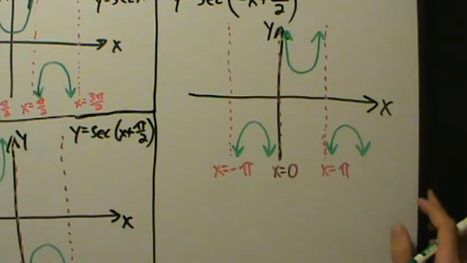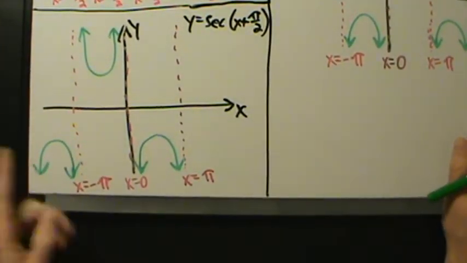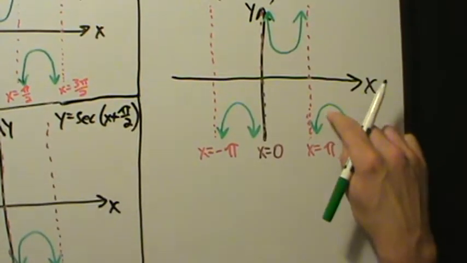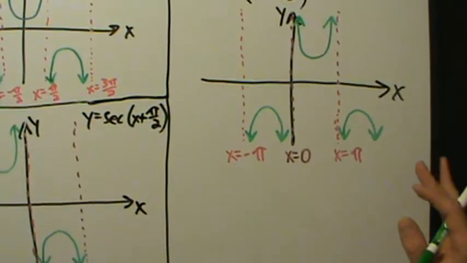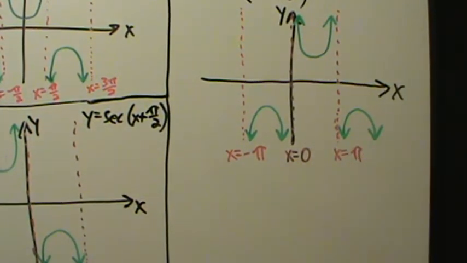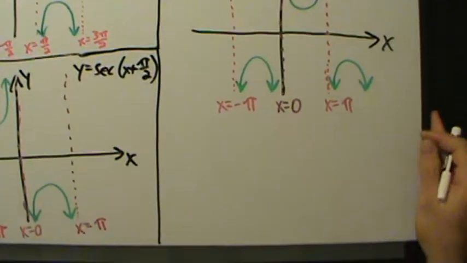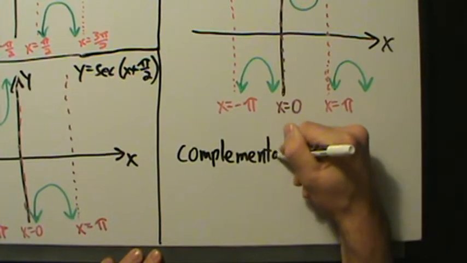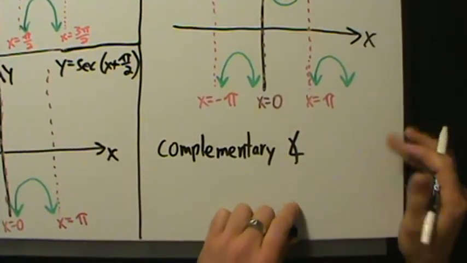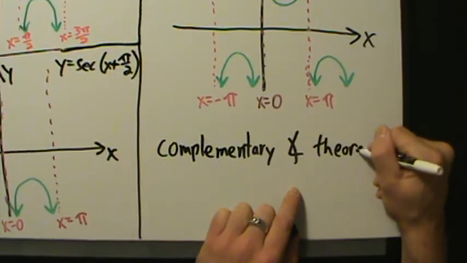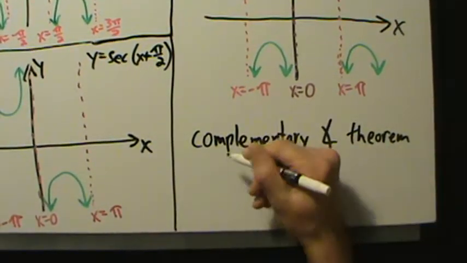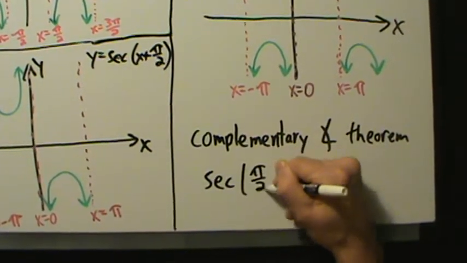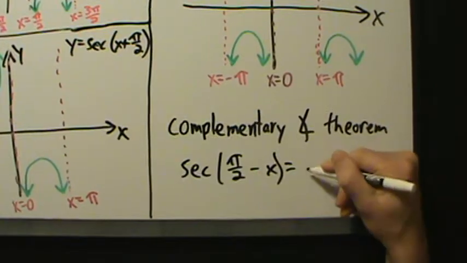Now, what's so significant about this? Just to recap real quick, this piece right here, when we reflect it over the y-axis, is going to be reflected all the way into this piece here, which is right over here, just to the right of x equals pi. So what's significant about that? Well, remember the complementary angle theorem? Complementary angle theorem says a few things, but the only thing that's important here is that secant of pi over 2 minus x equals cosecant of x.